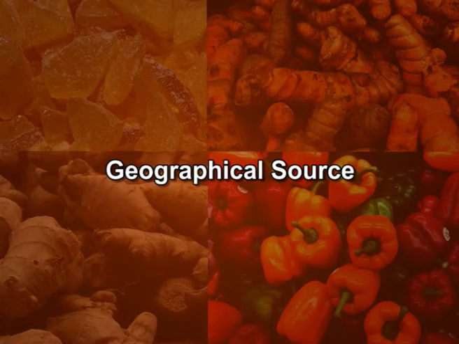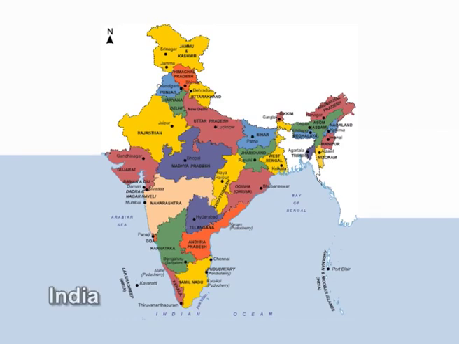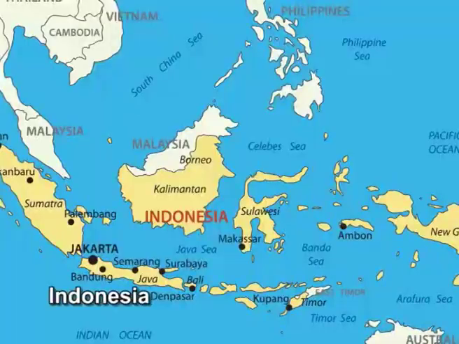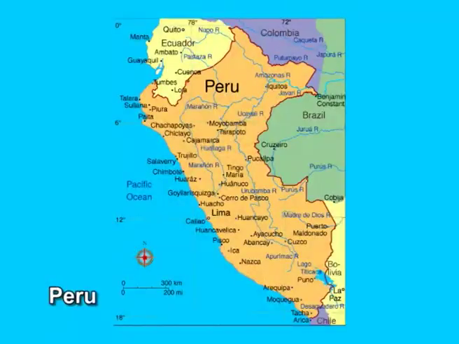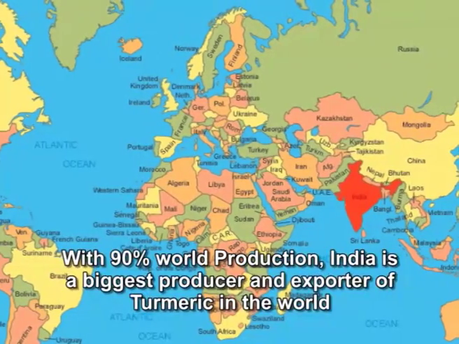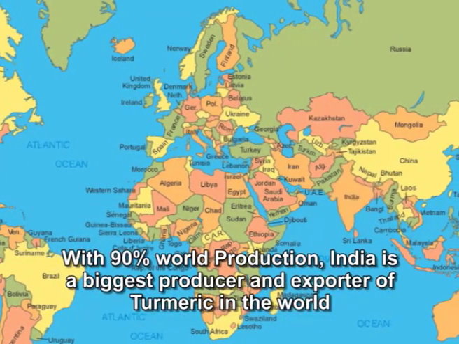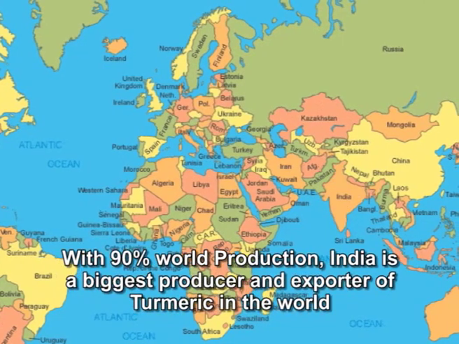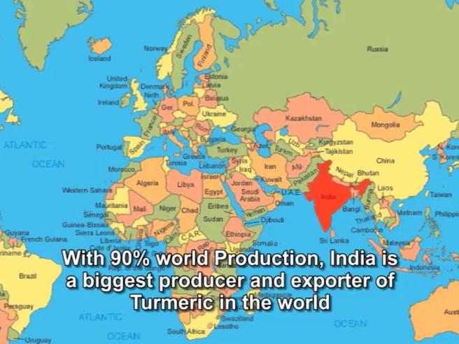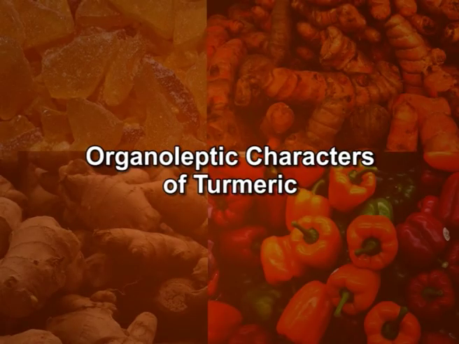Coming to the geographical source, turmeric is cultivated in India and Pakistan, China, Sri Lanka, Indonesia, Jamaica, and Peru. In India, turmeric is cultivated on large scale in Tamil Nadu, Andhra Pradesh, and Kerala. Here it is important to note that with 90% world production, India is the biggest producer and exporter of turmeric in the world.